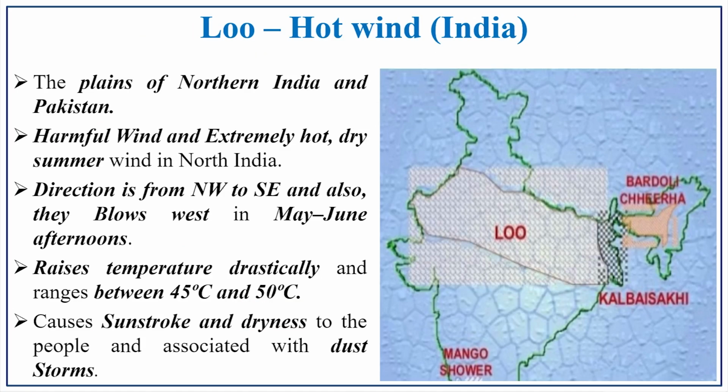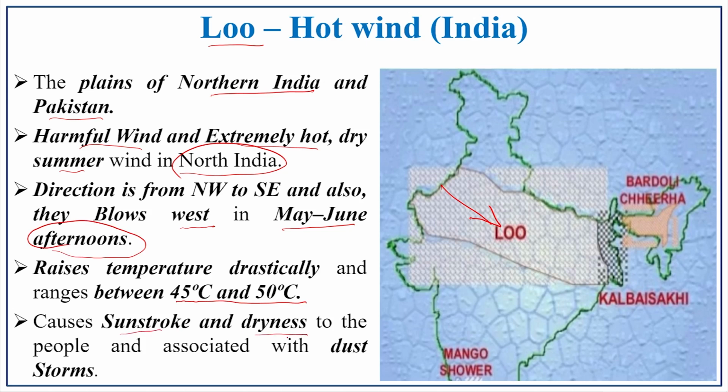The next one is in India, where the most important hot wind is Lu. The plains of northern India and Pakistan experience this Lu hot wind. It is a harmful wind, extremely hot and dry in summer in the northern part of India. The direction of this wind is from northwest to southeast. It also blows from the west in the months of May to June, mostly in the afternoon. It raises the temperature drastically to between 45 and 50 degrees Celsius. It causes sunstroke and dryness to people, and it is also associated with dust storms.